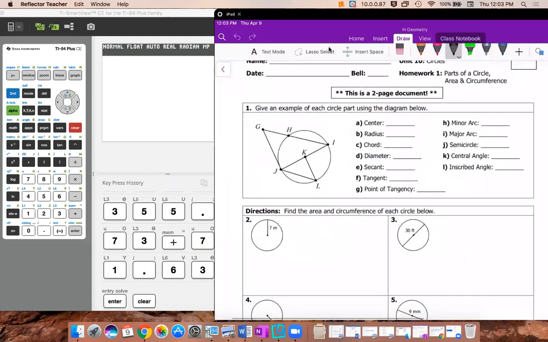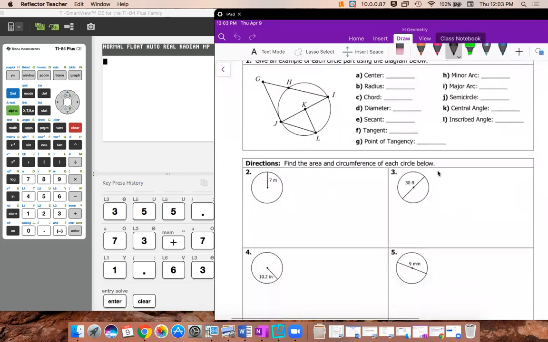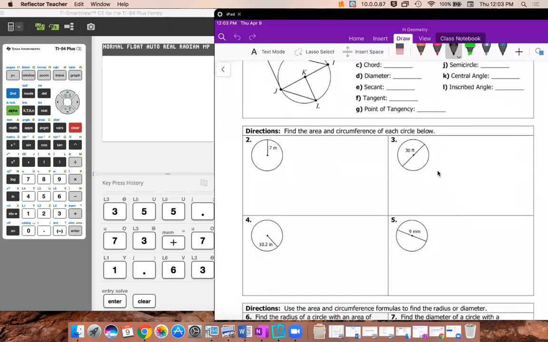So you are going to do number 1 where you're just telling me different parts, going back to your circle dictionary and telling me what parts match these definitions. And then we're going to do a couple of examples really focusing on area and circumference. I want to do just 3 of these examples, and then you're going to complete the rest as homework over this long weekend, okay? So I am going to do number 2.